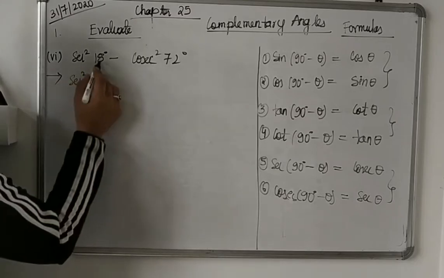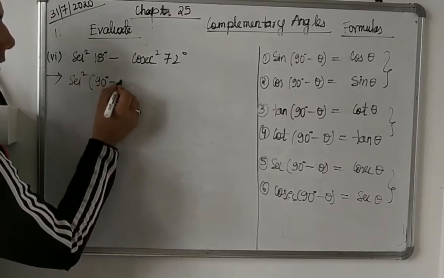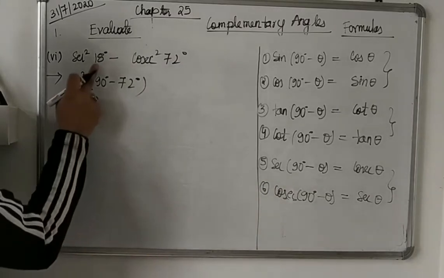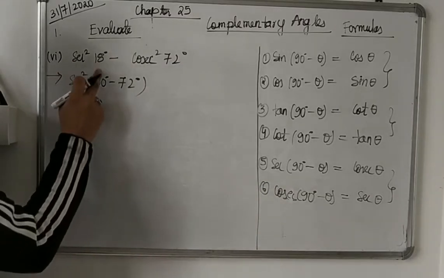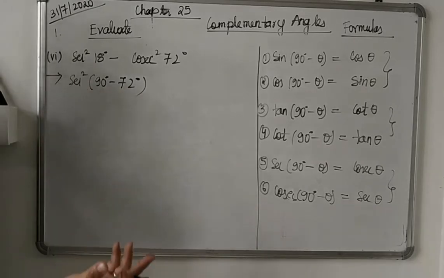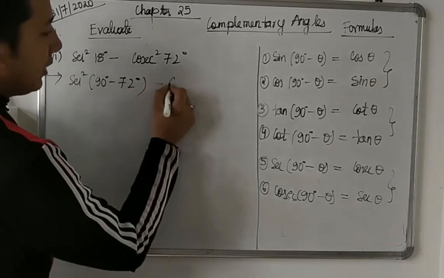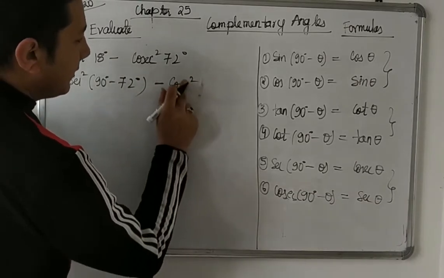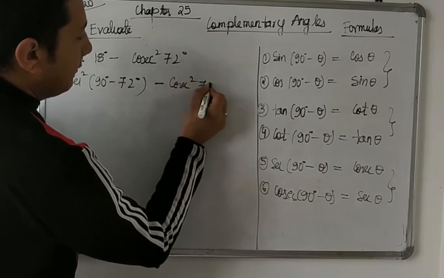And can I write 18 as 90 degree minus 72? You just check yourself, I'm just expressing the same. 18 only, 90 minus 72. Obviously I can do that, isn't it? Because 18 is 90 minus 72. No need to change this, just keep it as it is. Cosec square 72 degree.